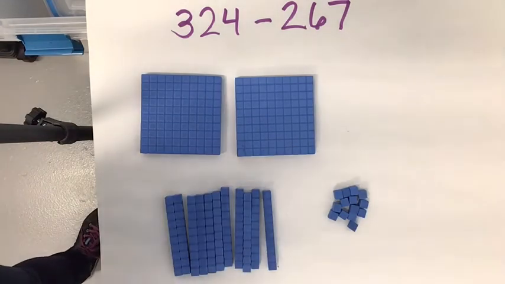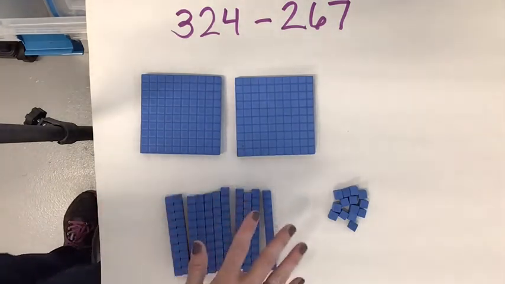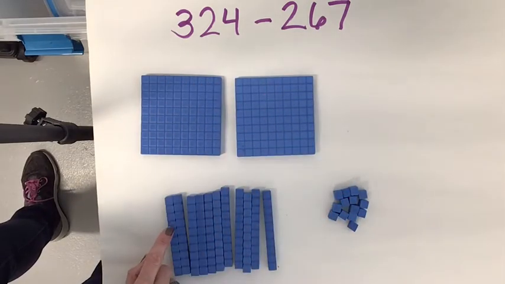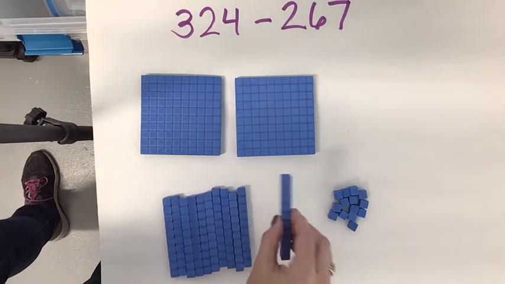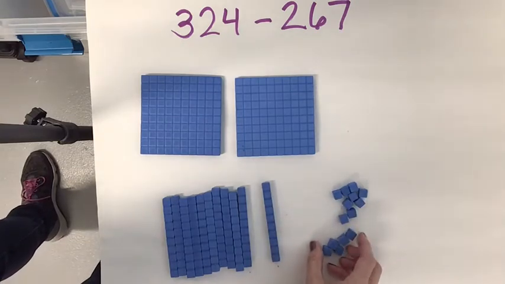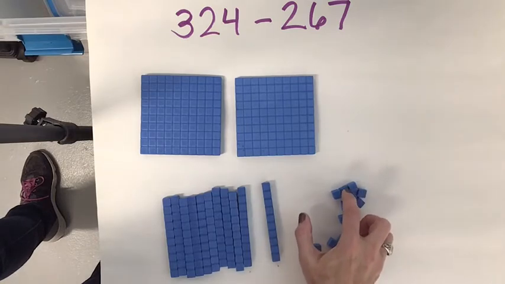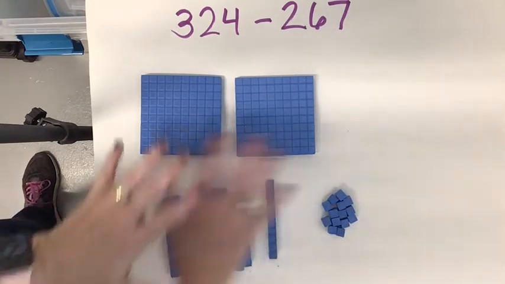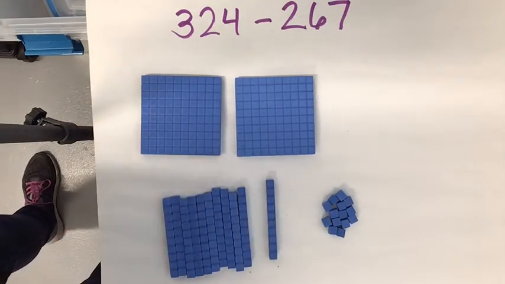If they're leery and they don't believe me and they think I've done some kind of crazy math magic, I can have them count this and prove that it's still equal to 324. 100, 200, 210, 20, 30, 40, 50, 60, 70, 80, 90, 300, 310, 311, 12, 13, 14, 15, 16, 17, 18, 19, 20, 21, 22, 23, 24. If you need to fill that gap, have them prove it to you that we didn't do any magic. This is still equal to 324. We need to make sure they have that place value understanding for this to make sense.